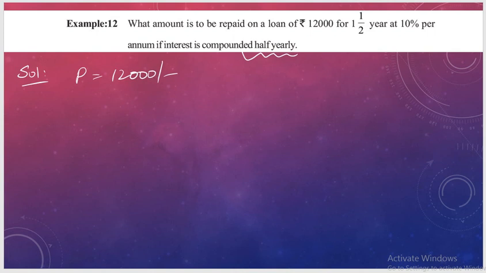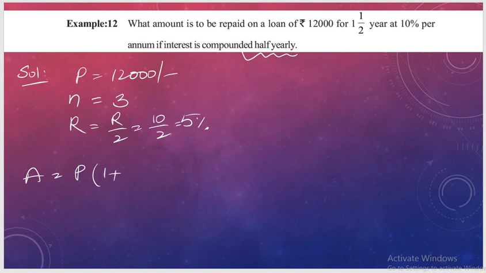So P is 12,000. Next here n clearly becomes, so 1.5 years means how many half years will be? There will be 3 half years, so 3 conversion periods. Next, what about rate? The rate becomes half now. So R is equal to R by 2, which is nothing but 10/2, which is nothing but my 5%. Now directly I am going to find out the amount.